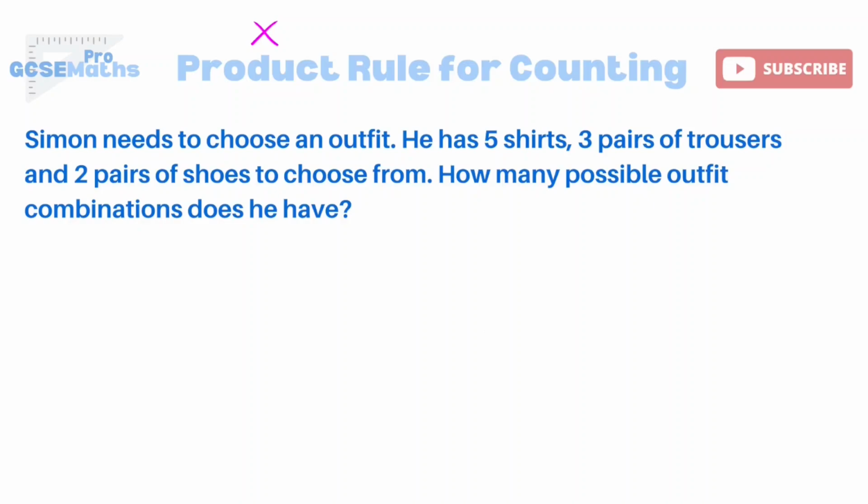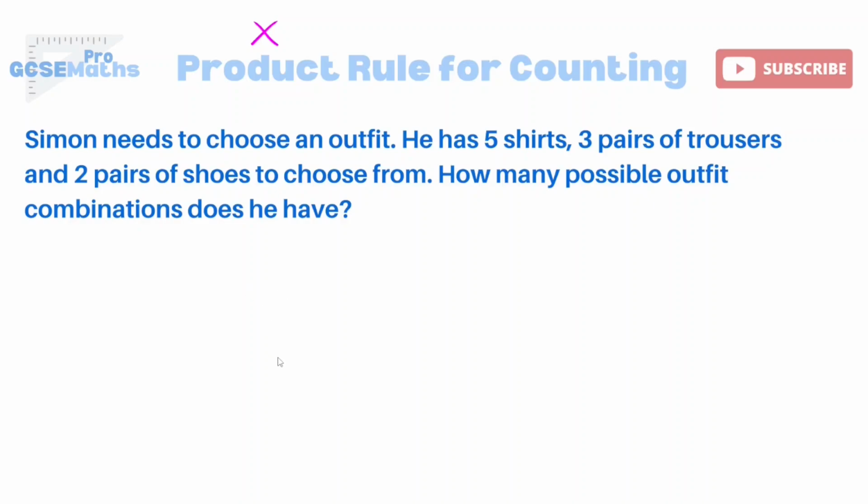So, for example, Simon needs to choose an outfit. He has 5 shirts, 3 pairs of trousers, and 2 pairs of shoes to choose from. How many possible outfit combinations does he have? So it's something like that where you might have sometimes 2 or maybe 3 different options of whatever context. In this case, we've got clothes, and they've asked you how many possible combinations there are. Okay, that's kind of the gist of this topic.